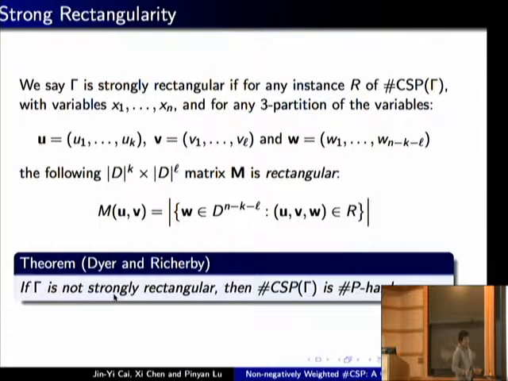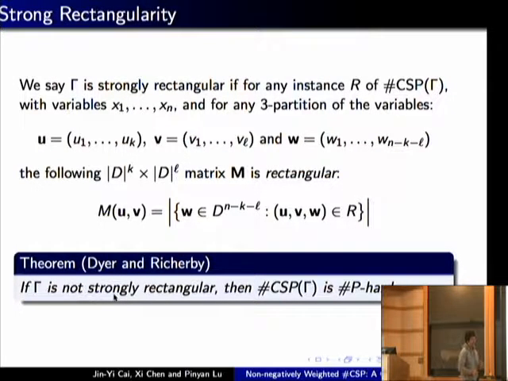So we say gamma is strongly rectangular if all possible matrices capital M constructed in this way are rectangular. This is a very, very strong condition because it's over all possible instances and all possible partitions. But we can show that if gamma is not strongly rectangular, then the problem is already #P-hard.